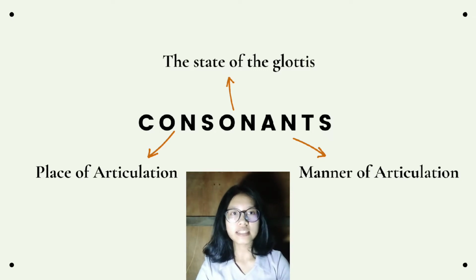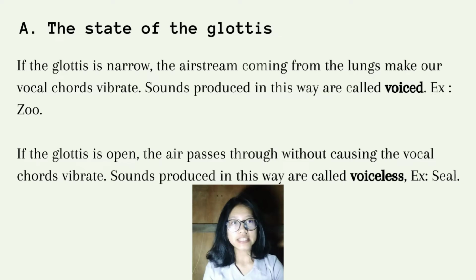First, the state of the glottis. Second, place of articulation. And third is manner of articulation. First, the state of the glottis. It means whether there is voice or voiceless in the larynx. If the glottis is narrow, the airstream coming from the lungs makes our vocal cords vibrate. So, the sounds produced in this way are called voiced.